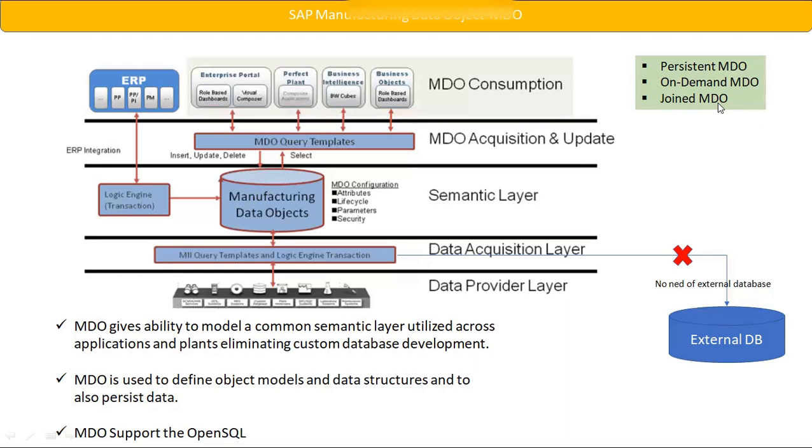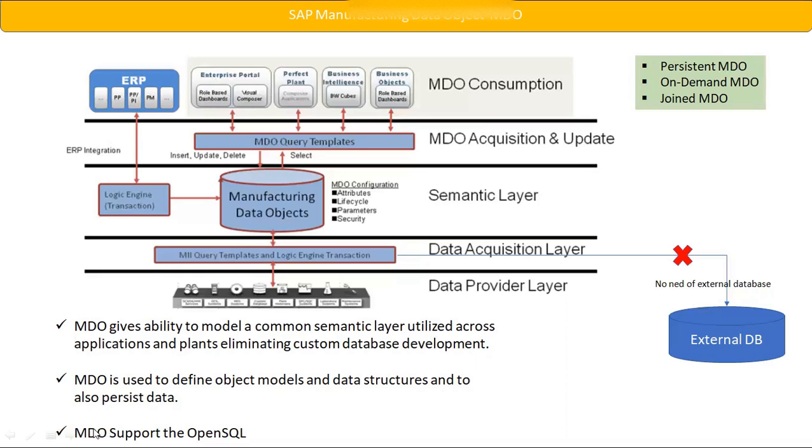And you can create a joined MDO as well. That joined MDO can be joined to multiple persistent MDOs only. There should not be any on-demand MDO in a joined MDO. So you cannot join an on-demand MDO. Only the persistent MDO can be joined.